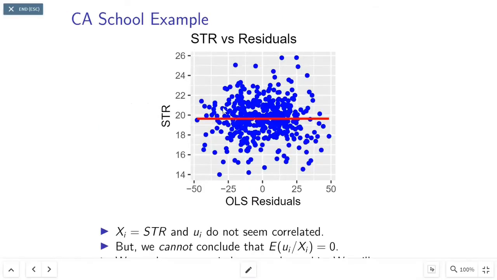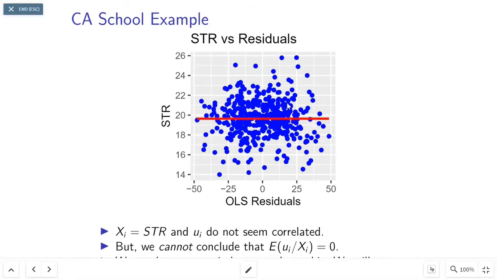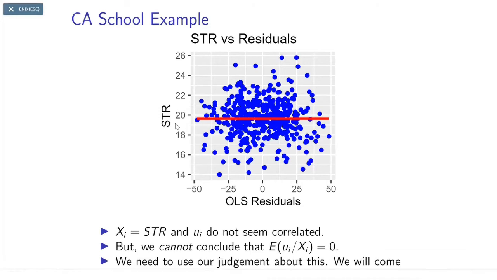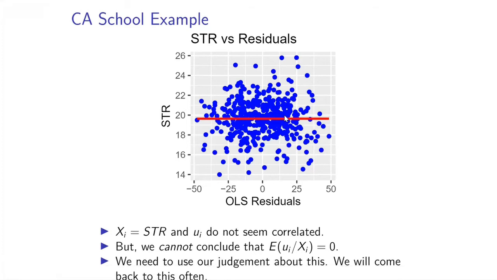This scatter plot shows that the STR variable on the y-axis does not appear to be correlated with the residual on the x-axis. This scatter plot appears to be relatively random. However, as you will see later, the conditional expectation of u given x is not equal to 0 in this case, and hence the first assumption is violated in this example.